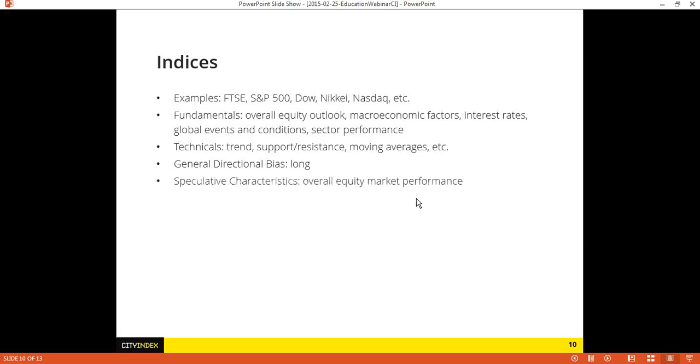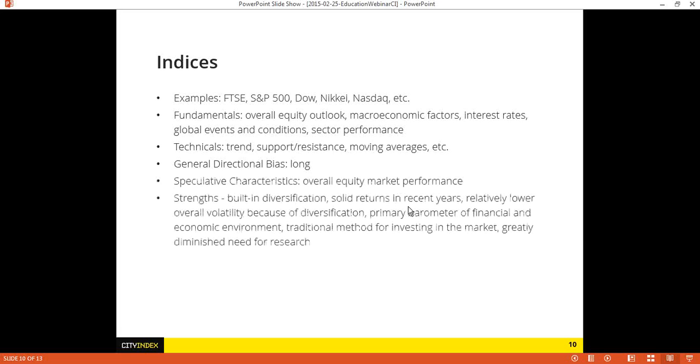Speculative characteristics, overall, we're looking for overall equity market performance. The strengths of trading indices: built-in diversification. Okay, so you look at the FTSE, it has 100 different major shares in the UK market. The S&P 500 is 500, so it's built-in diversification in that respect. Solid returns in recent years. The last 6 years, at least in the U.S., indices have seen remarkable returns.